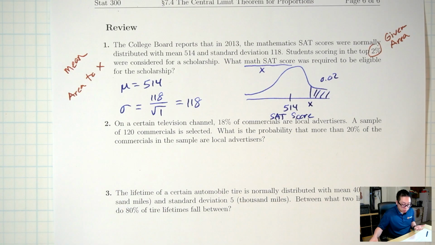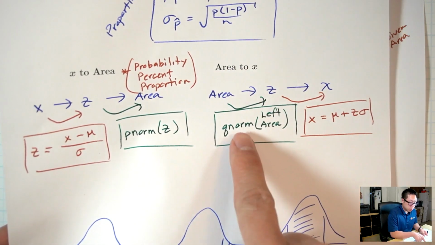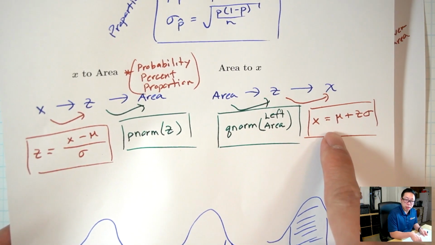Area to x, so next thing you would do is area to x, you would Q norm the left area, and then you would find the x.